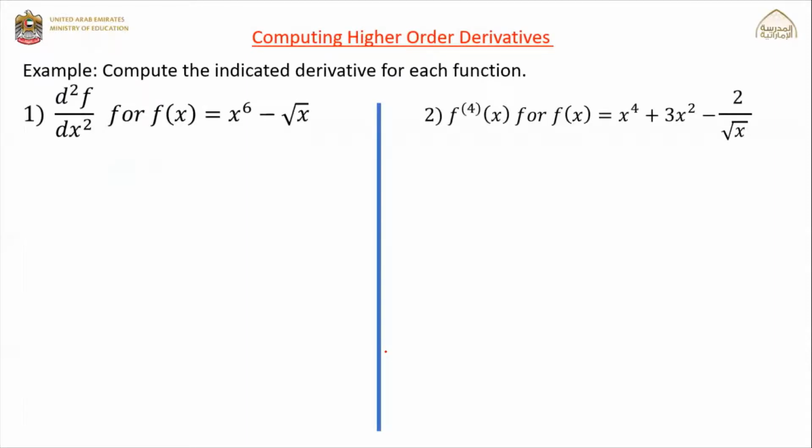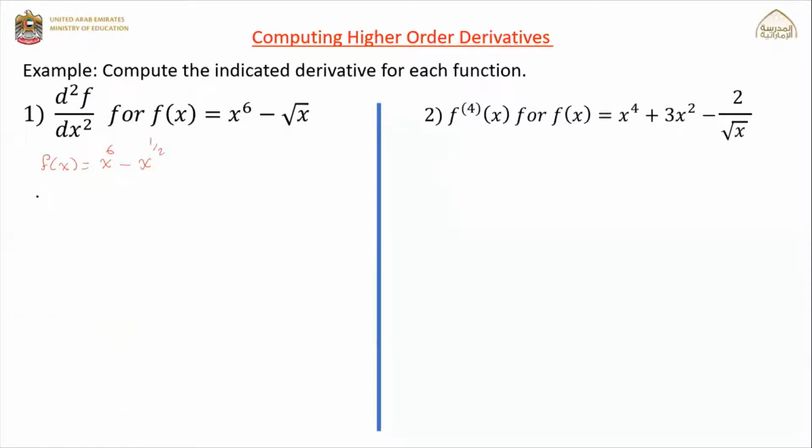Now we will talk about the computation of higher order derivatives. In the first example, we have f of x equals x to the power 6 minus radical x, and we look for the second derivative. First of all, I must change the radical form to exponent form. So f of x equals x to the power 6 minus x to the power half.